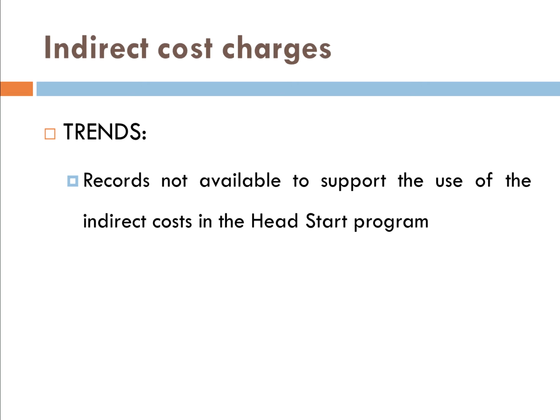You must be able to demonstrate that that money was used to support the provision of services at the indirect level for the Head Start program. So therefore, you've got to have records, and there were instances where we didn't see those types of records to support the use of the indirect costs.